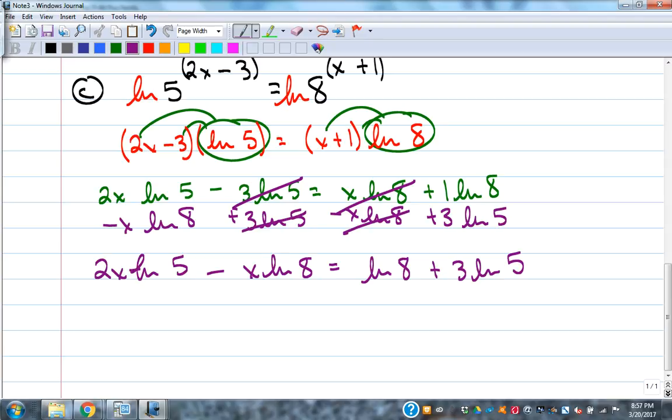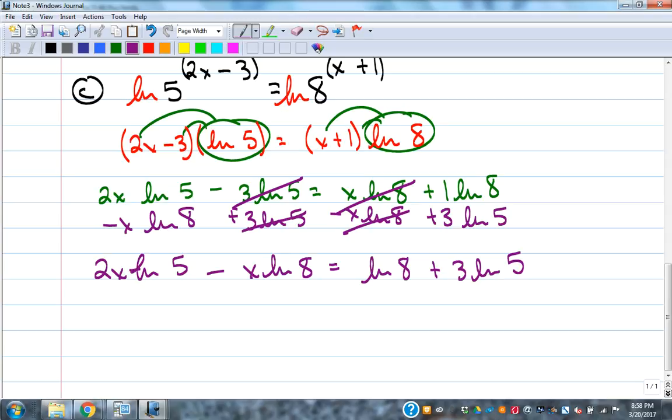Okay, it's a pretty difficult problem. I'm not going to try to put sprinkles on it or make you think it's nice. It's not. All you do is get them on the same side of the equal sign. I can't put them together because one of them is natural log of 5, one is natural log of 8. If they had the same natural log, I could put them together. But since they don't, I can't.